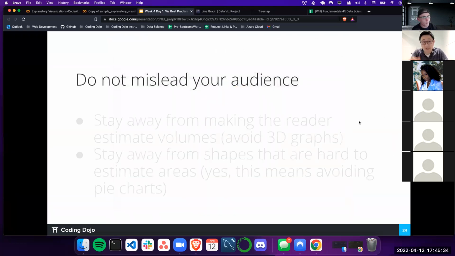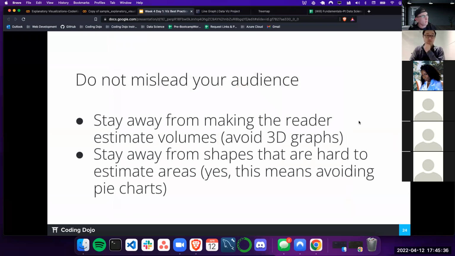So again, we want to make sure we don't mislead our audience. Stay away from making the reader estimate volumes. Like how we pulled out that one piece, stay away from that because it doesn't help your brain understand the area and the size of that specific piece. And stay away from shapes that are hard to estimate values. So yes, unfortunately, that does mean pie charts.